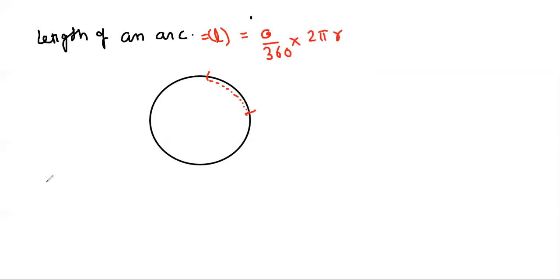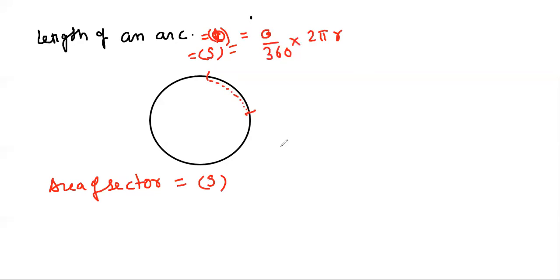Similarly, when we talk about area of sector, do you know what a sector is? A sector is represented when you join the two ends of the arc with the center of the circle. Here I will represent the area of sector by S, not by L. L is for length of arc.